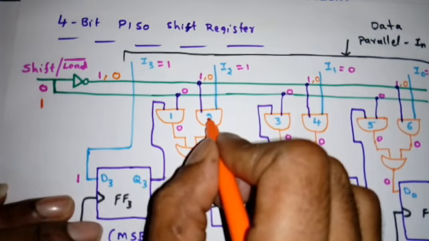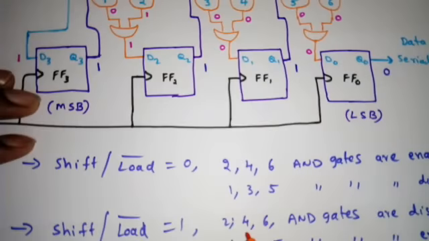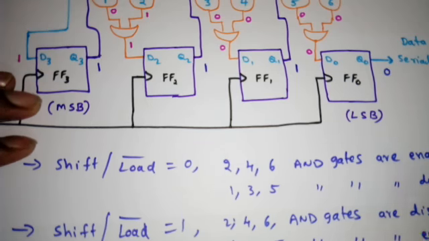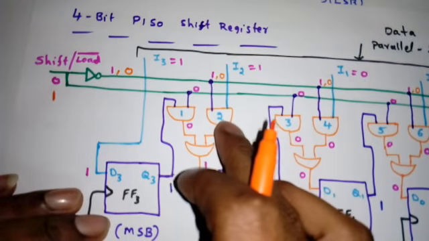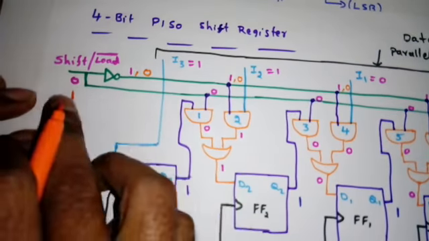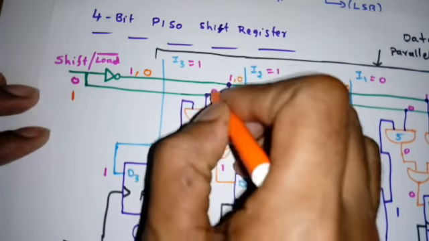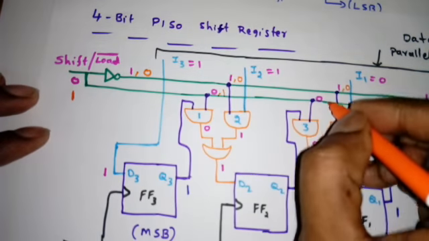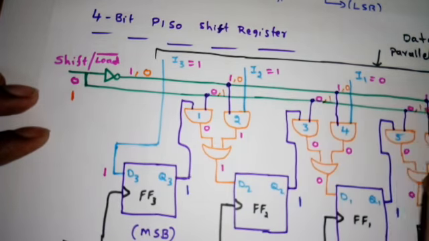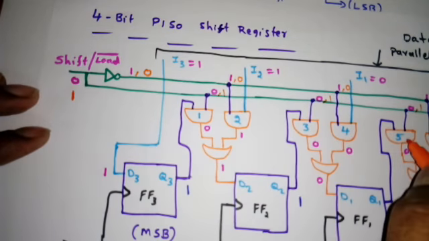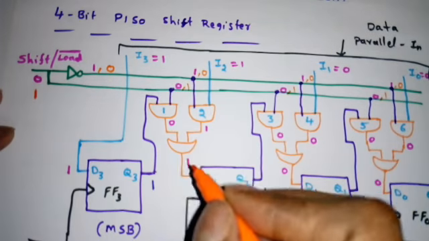So those zeros are going here, here and here. So 0 is coming to this second, 4 and 6. That's why the 2, 4, 6 AND gates are disabled. So there is no meaning of these 2, 4, 6 gates. Now 1 is coming where? In this, the downward 1 and 1. So 1, 3, 5 AND gates will be enabled.